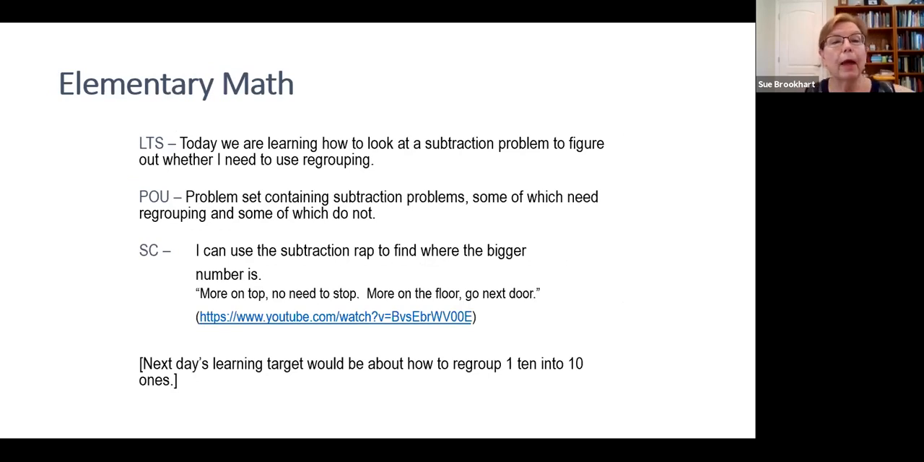Here's an elementary math example where the success criteria are in a little YouTube, almost a little rap thing, to help students know when to use regrouping when they're subtracting.